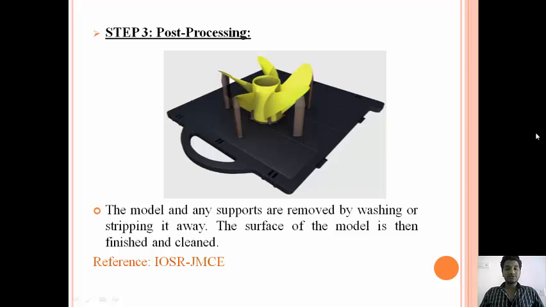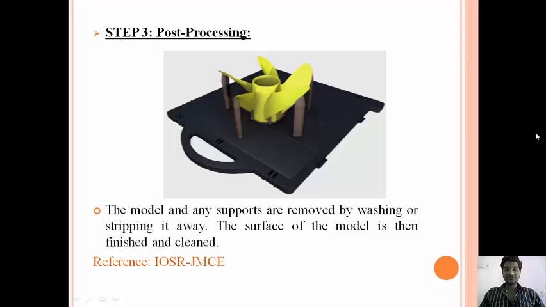Then step 3 is the post-processing. The model or any support are removed by washing or stripping it away, and the surface of the model is then finished and clean. While creating a model, it may have hanging parts. In order to support this part, we need a support. If we do not give a support, it will result in sagging.